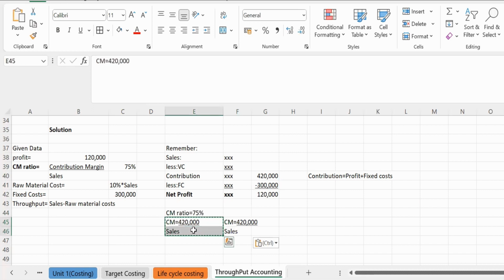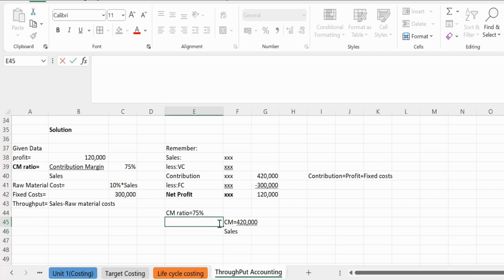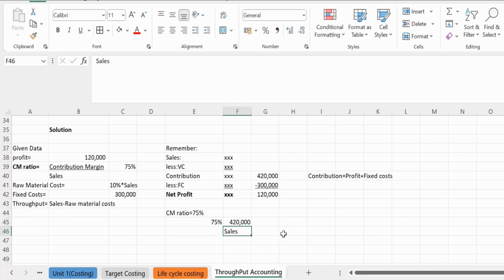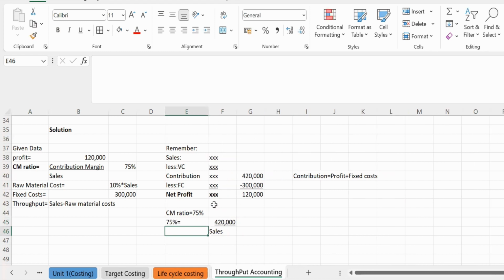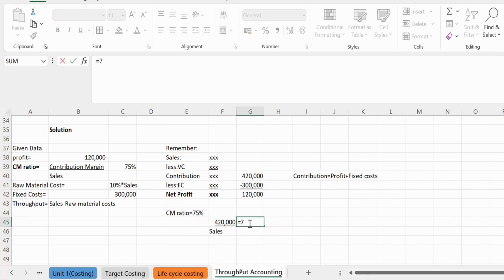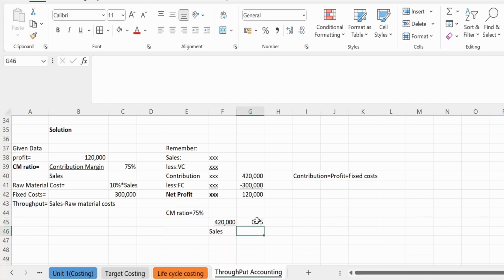This is my CM ratio. The CM ratio is 75%. So 75% will be equal to 420 divided by sales. Is it okay? This 75% is equal to this. Do you get my point? When you take 420 divided by this sales, which you don't know, you get 75.